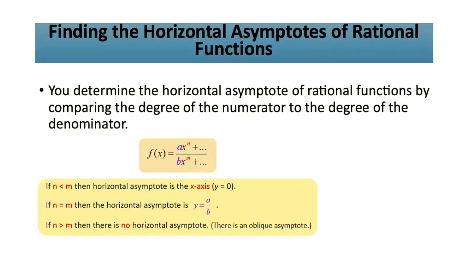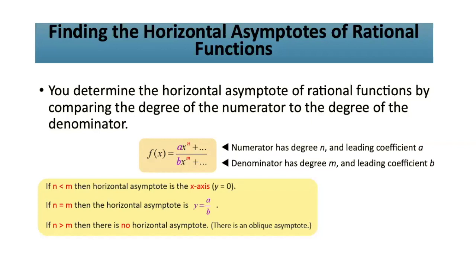You determine the horizontal asymptote of rational functions by comparing the degree of the numerator, remember that's the highest exponent that appears on the variable, to the degree of the denominator. So in this example, the numerator has degree n, and the leading coefficient, the coefficient of that term, is a, and in the denominator we have a degree of m, and the leading coefficient is b. You decide what your horizontal asymptote is by knowing the following rules.